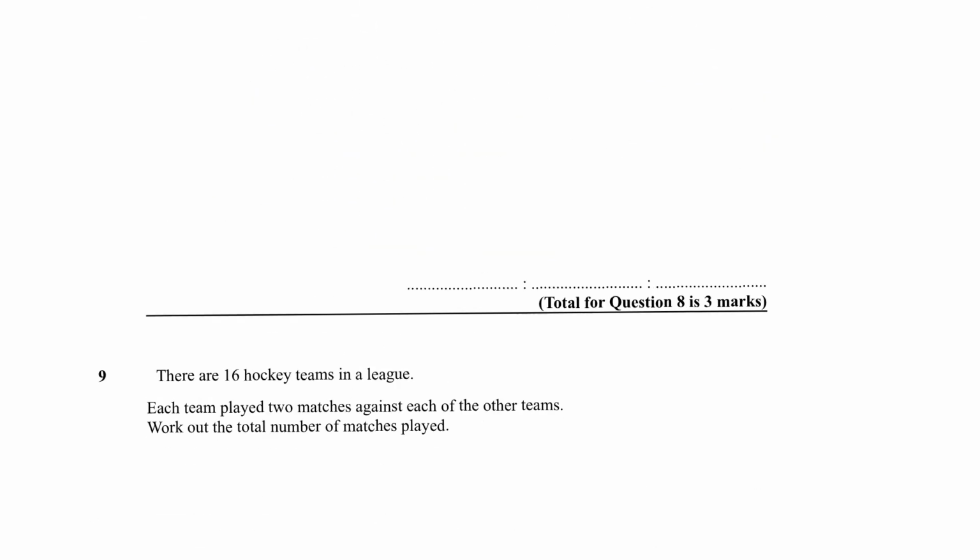Okay. So moving on to question 9. So it says there are 16 hockey teams in the league, and it says each team plays 2 matches against each of the other teams. So it wants us to work out the total number of matches played.